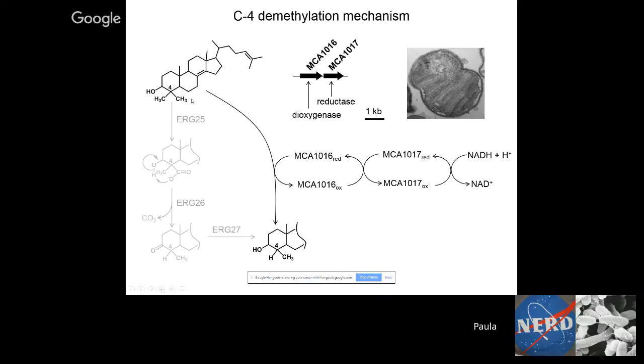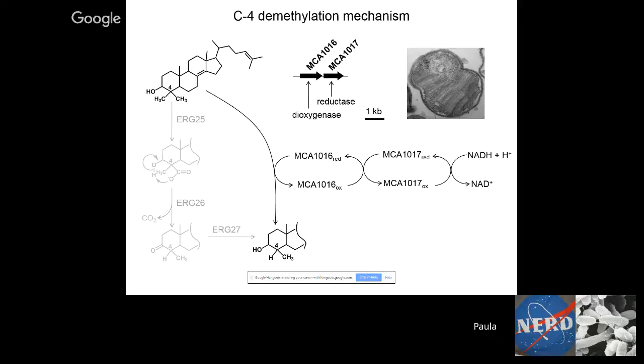So our mechanism now is that this is actually carried out by one protein, this dioxygenase, which is then re-reduced by the reductase. And when I presented this to a couple of biochemists, they were really perplexed because it seems very unlikely that this reaction would happen in one step. So this seems like it could potentially be a novel mechanism. And so we're working on trying to do some in vitro biochemistry to determine if this is actually what's happening.